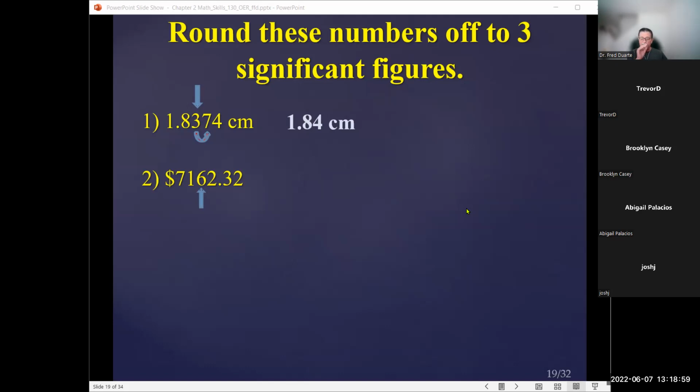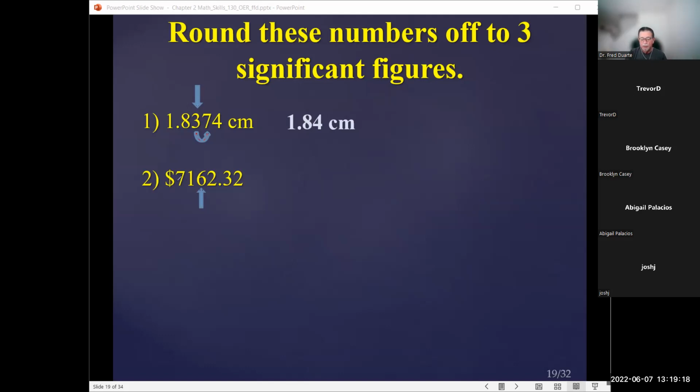Now, keep track of the magnitude here. You are at the 7,000 range, okay? $7,000 range. So your answer should end up in the 7,000 range, excuse me, okay?